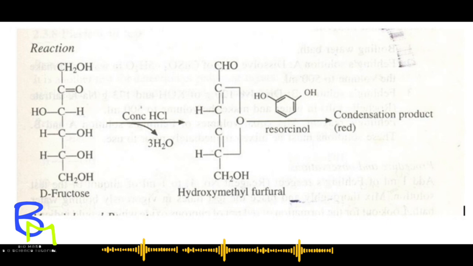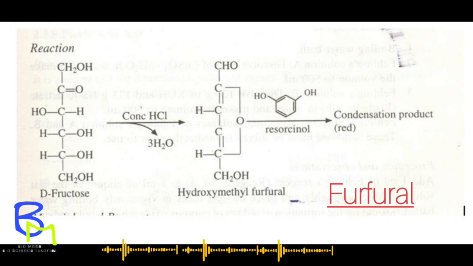1,3-dihydroxybenzene. 50 mg of resorcinol is mixed with 66 milliliters of water. 33 milliliters of concentrated hydrochloric acid is added to it. Keto sugar fructose, on heating with hydrochloric acid, gives a furfural derivative, that is hydroxymethyl furfural. It reacts with resorcinol present in the Selivanov's reagent to give a condensation product which is red in color.